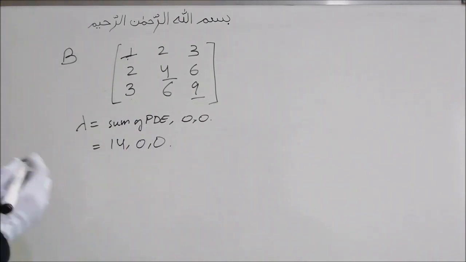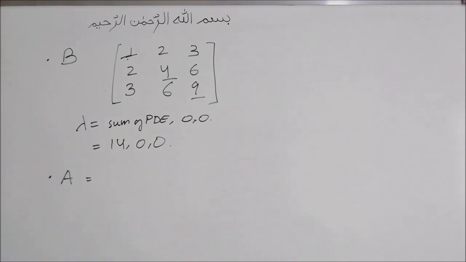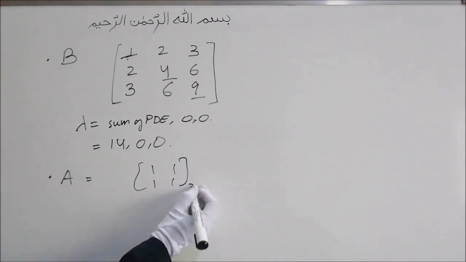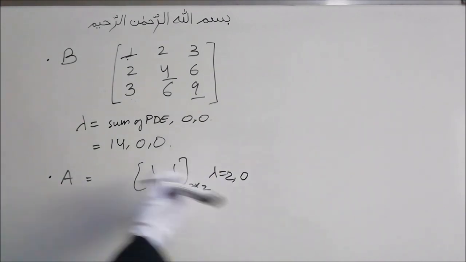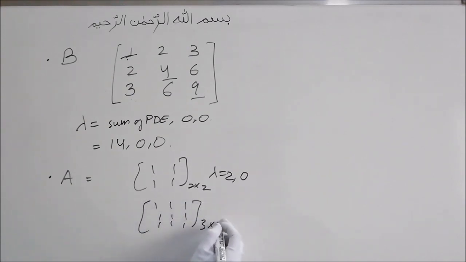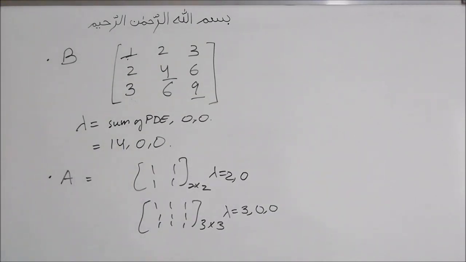And if we have a matrix A such that all elements of the matrix are equal to 1, like this 1, 1, 1, 1, then it is a 2 by 2 matrix. So one eigenvalue will be n, that is 2. The other eigenvalue will be 0. If this is a 3 by 3 matrix, 1, 1, 1, 1, 1, 1, 1, 1, 1, then one eigenvalue will be n, that is 3, and the other two eigenvalues will be 0. These things come in handy while solving exams.